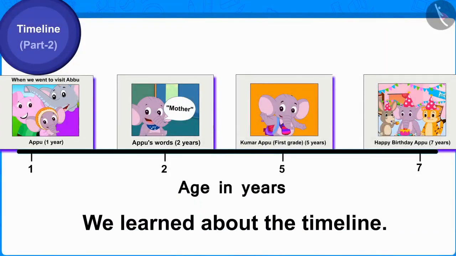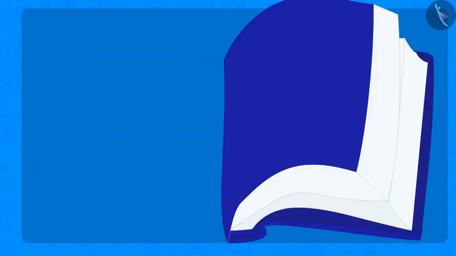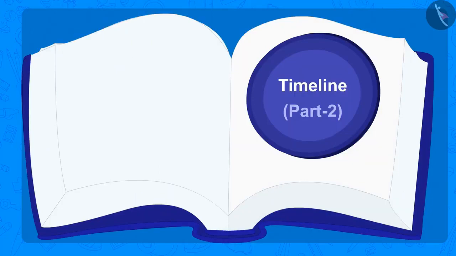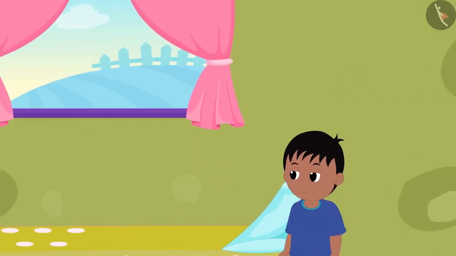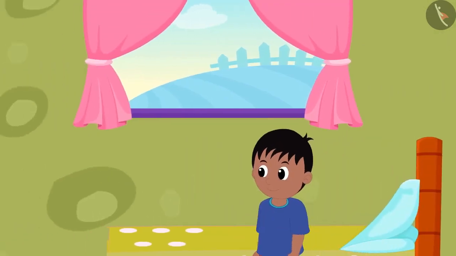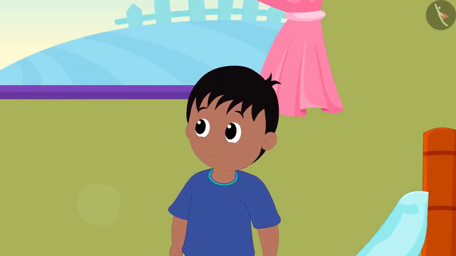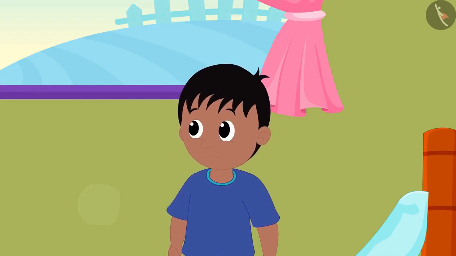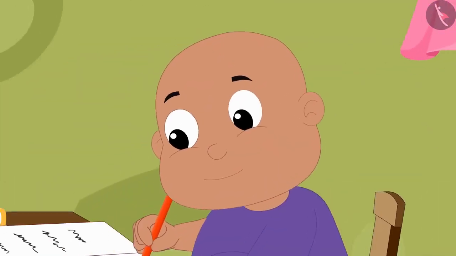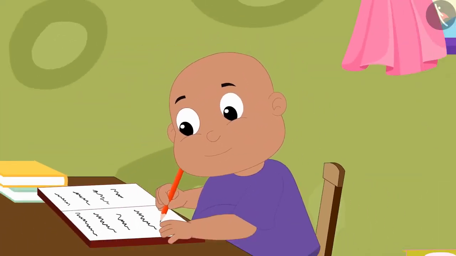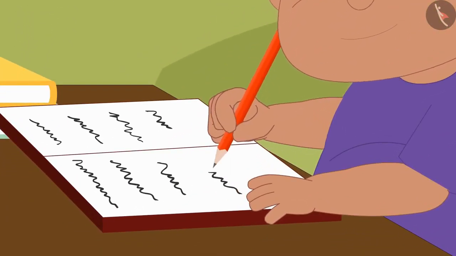Hello children. In the previous video, we learned about the timeline. In this video, we will learn more about it. Raju has come to play at Bablu's house. Raju kept waiting for Bablu for a long time. But Bablu has been writing something in a diary since quite some time.